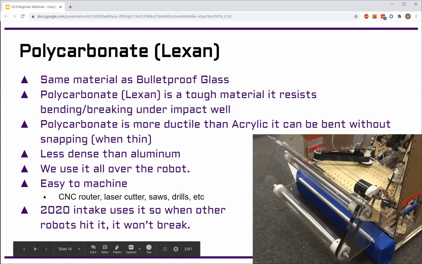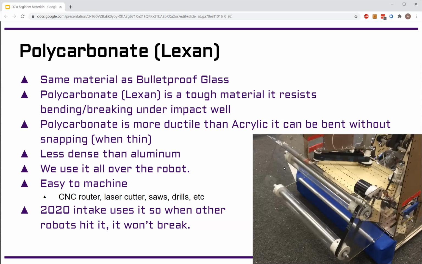The 2020 intake. This is the intake before we go through a process which we call frosting it, where we scratch up the entire outside of it to make it look more white instead of clear. The main reason we do that is so if it eventually starts getting scratches on it, it doesn't look ugly. If we scratch the entire surface immediately, it doesn't matter if we scratch it later. It also matches our robot a little bit more because the rest of our robot's white as well.